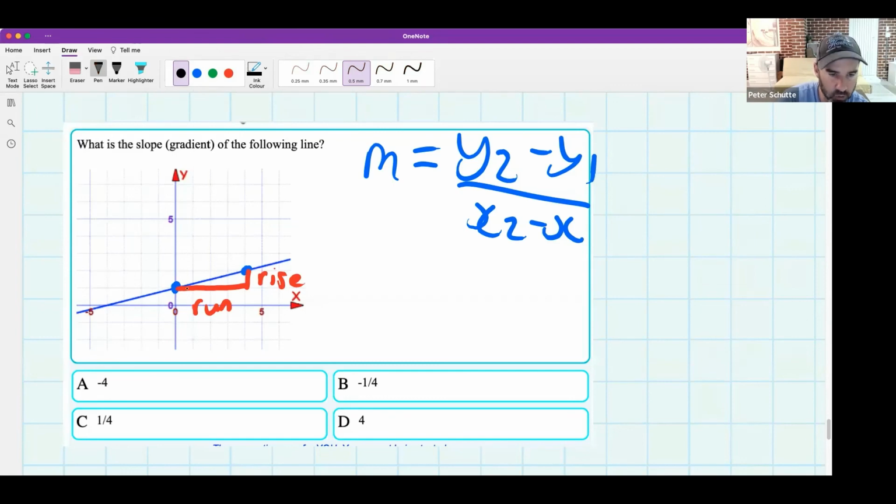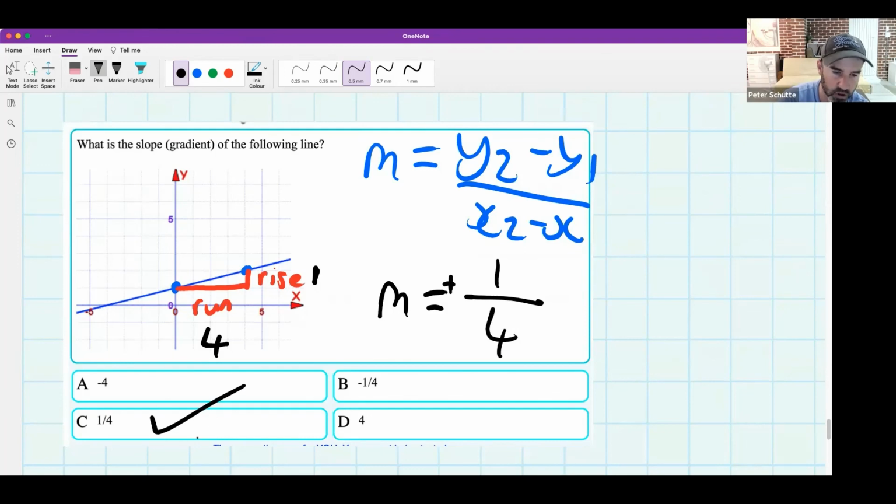If we count the blocks, 1, 2, 3, 4, the run is 4 and the rise is 1. And so using the gradient formula, because it's going up and to the right, it's a positive gradient. The rise is 1 and the run is 4, so it's a quarter, which would be this answer here. Now, if I'd done it with the formula, I would have got the same answer. I just would have used the points. This point over here is the point (0, 1), and the point here is (4, 2): 4 across, 2 up.